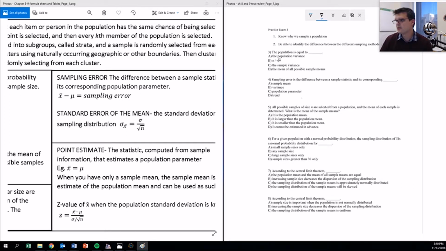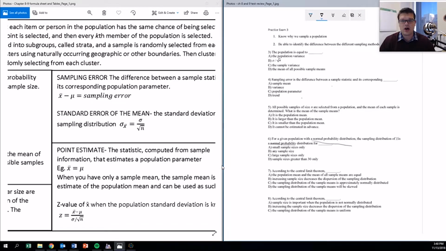we've got the sampling error is the difference. We're going down to number 6. For a given population with a normal probability distribution, the sample distribution of x bar is a normal probability distribution for. The answer is B, any sample size. Okay, and the reason why it is B is because it's already normally distributed. You see it's already normally distributed right there.